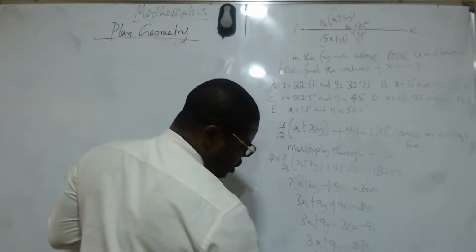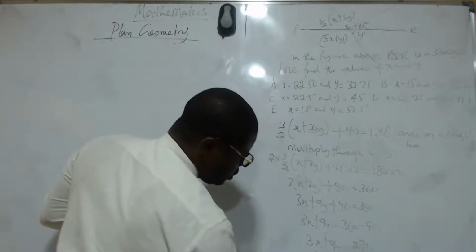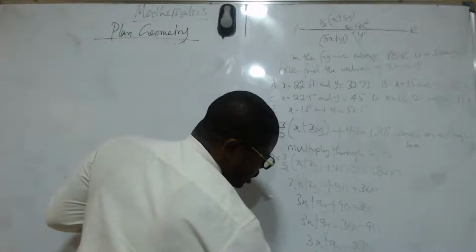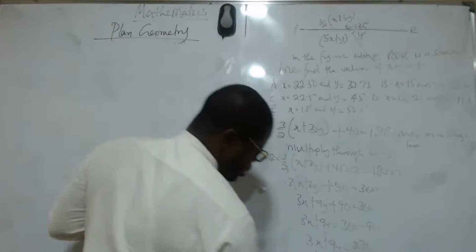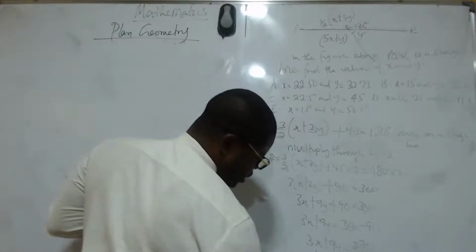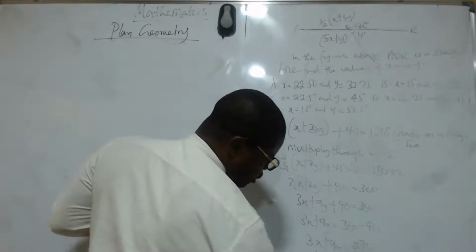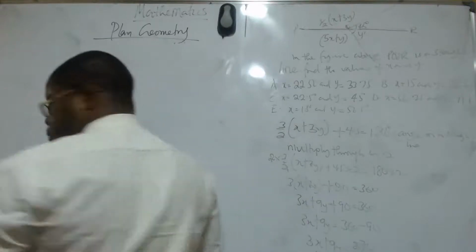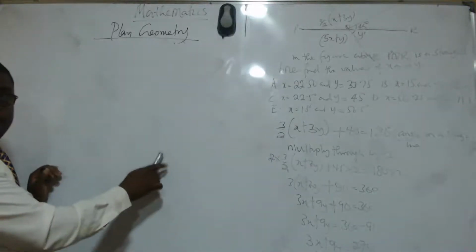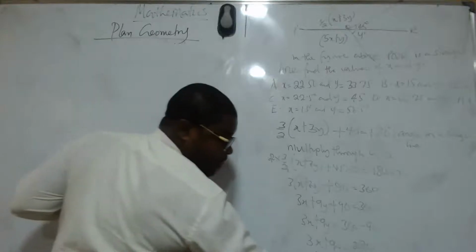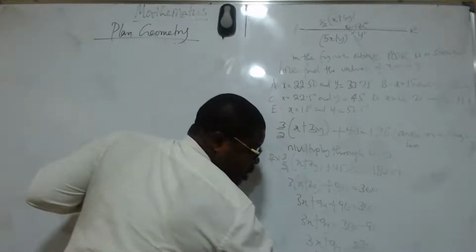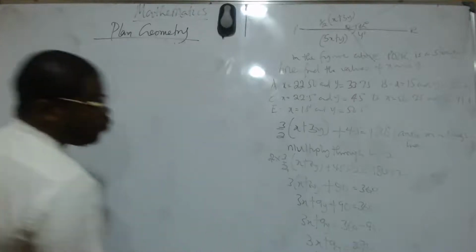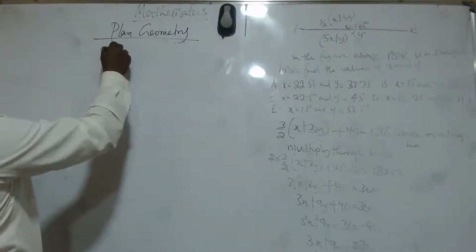So I'm going to have 3x by 3 plus 9y by 3 equals 270 by 3. So this gives me x plus 3y equals 90. So this becomes equation 1.